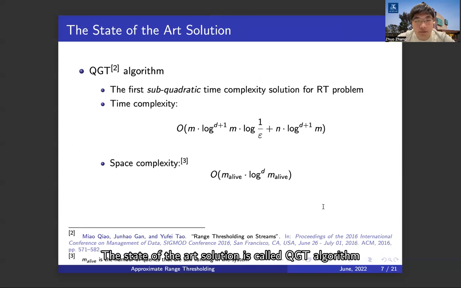The state-of-the-art solution is called the QGT algorithm. It is the first solution with a subquadratic time complexity. However, as you can see, the exponent of the log m term is d+1, which is already a large overhead when the dimension is 3 or larger. As we'll introduce shortly, our algorithm will improve the time complexity by roughly a logarithmic factor.